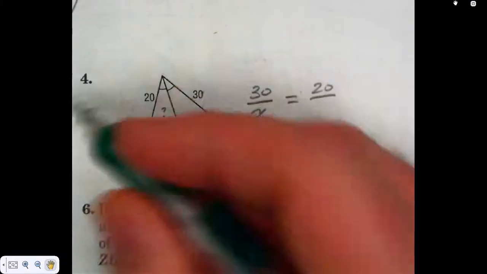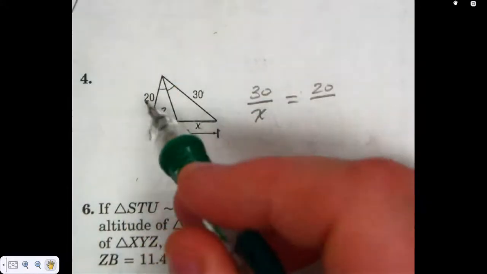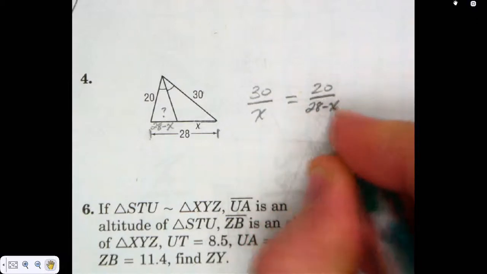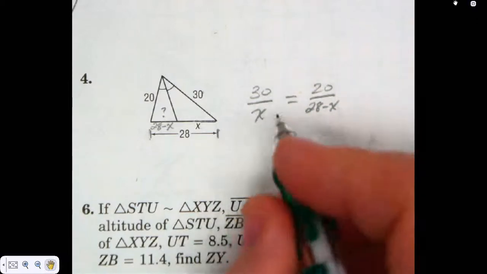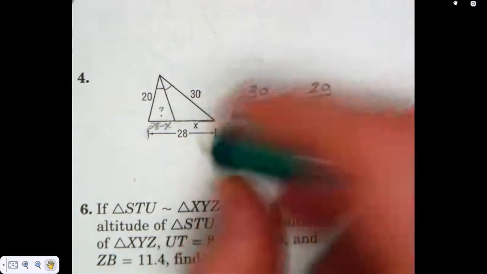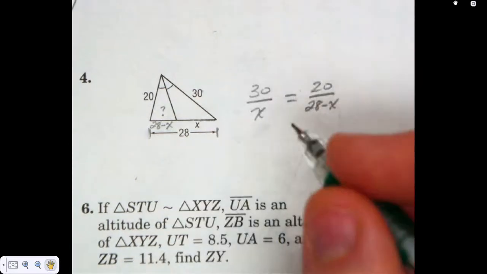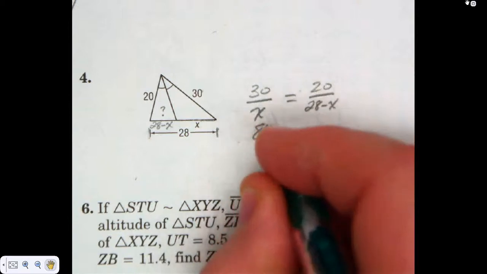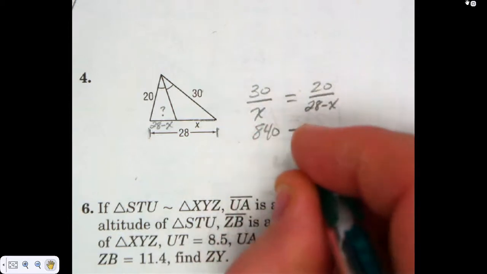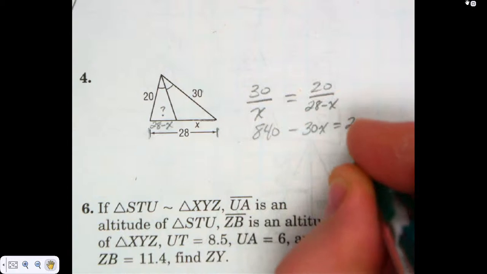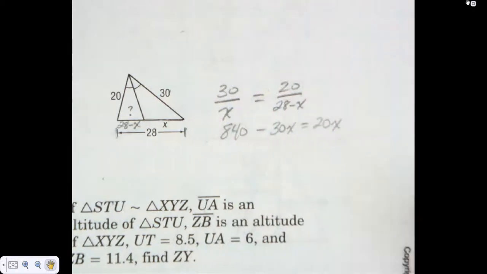Proportion. 30 over x is equal to what? 20 over 28 minus x. Cross multiply. And I get, what's 30 times 28? Somebody tell me. 840. So 840 minus what? 30x is equal to what? 20x. We okay there?